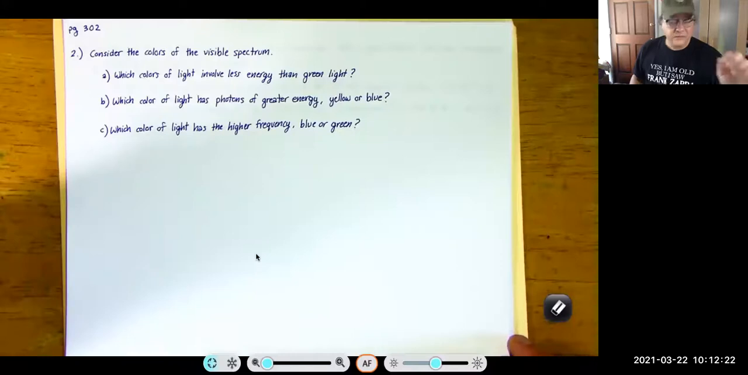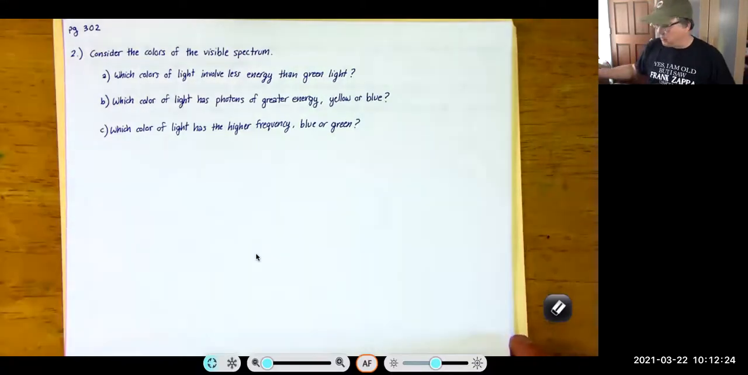This is the beginning of chapter 6, which is called The Structure of Atoms. So let's take a look at some of the problems from the back of the book. Okay, so here's our first problem.